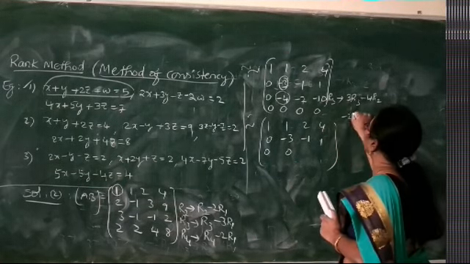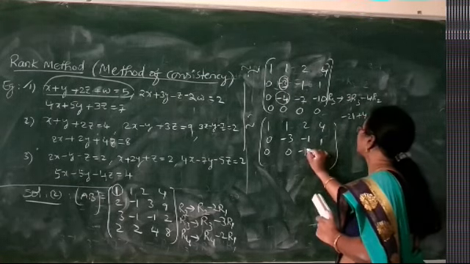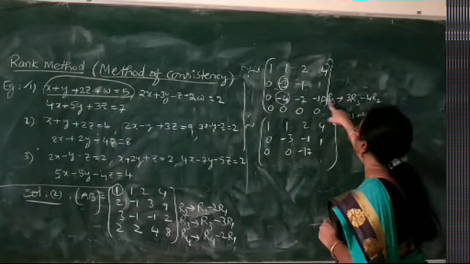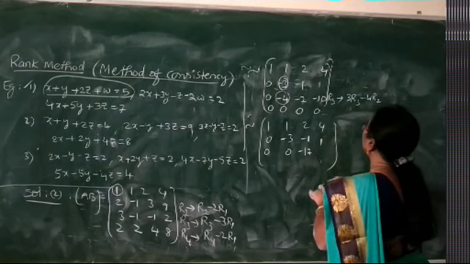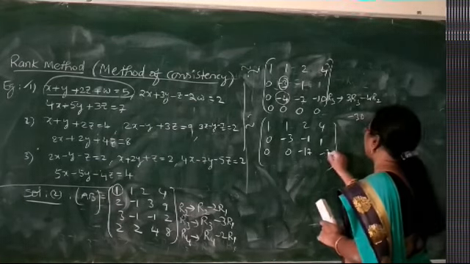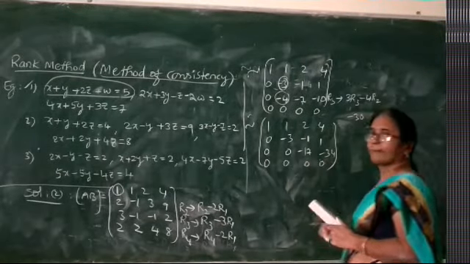We have minus 21, minus 4 into 1 it is plus 4. It is going to give us minus 17. Next element is minus 10 into 3 is minus 30. Minus 30 minus 4 into 1, minus 34. And the last row is already a 0 row.